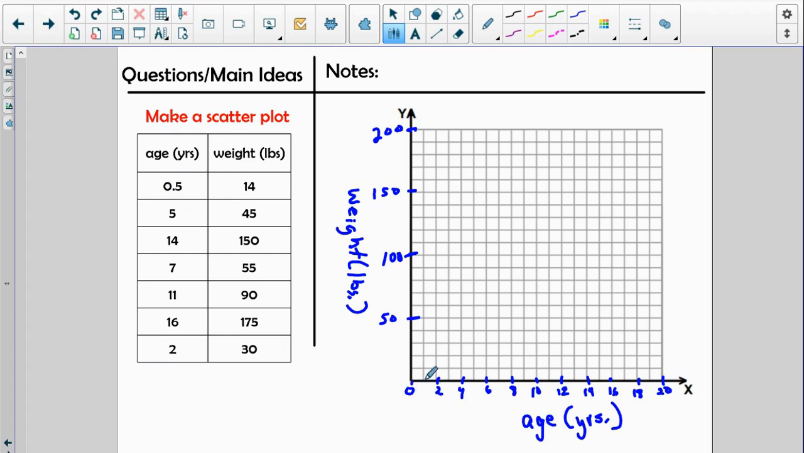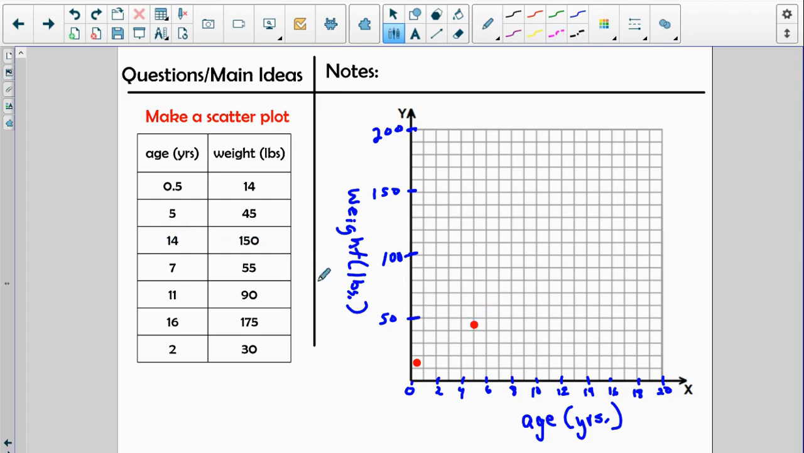So half a year, remember that's not here, this is 1 year. So I'm going to be right in the middle of this box here between 0 and 1 years. And I want to go up about 14 pounds. Well, let's see. I have to count my tens on this side. So I have to remember 14 would actually be between 10 and 20, right about there. 5 years is 45 pounds. So I go over the 5 years and I go up to 45. Well, let's see. That line's 40. The next line's 50. So 45 is right in the middle.